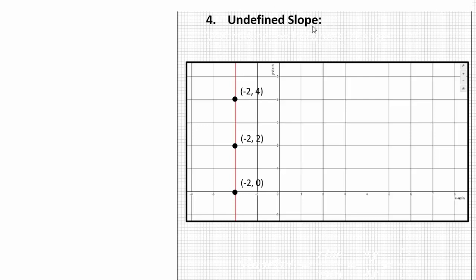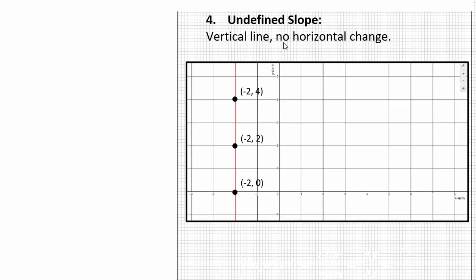Alright, for our fourth and final example, we are looking at undefined slope. Here's our graph again. Here's our y-axis and our x-axis. Please draw in the points negative 2, 0, negative 2, 2, and negative 2, 4. Plot those points and then draw a straight line through them for this example. And while you do that, I will uncover the definition of an undefined slope.